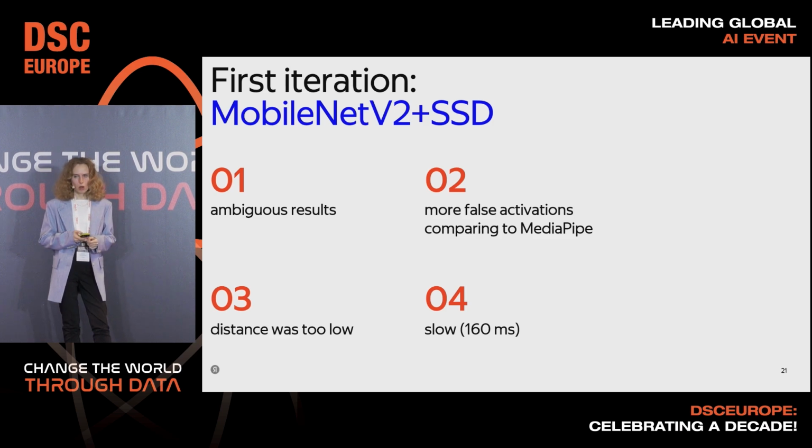1.5 meters. And also our model was pretty slow, because when we tried to convert it to a device inference format and then quantize, we lost a lot of accuracy. So we just ran inference on the CPU, not on the NPU, and it was very slow compared to MediaPipe.